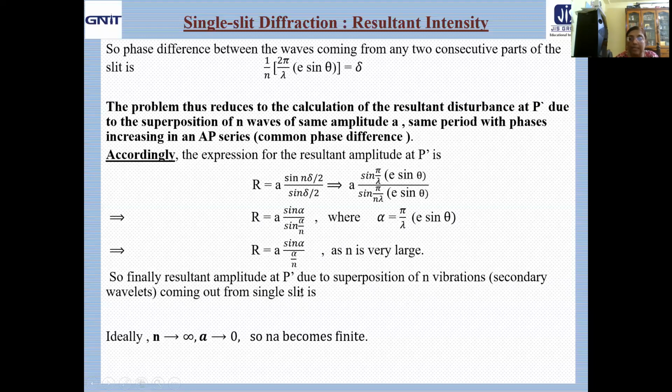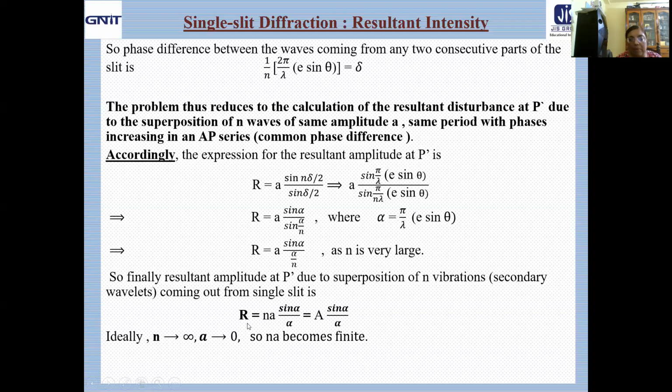So finally, the resultant amplitude at P prime due to superposition of n vibrations, that is secondary wavelets coming out from the single slit, is given by R equal to nA sine alpha by alpha. This n we are taking up. nA sine alpha by alpha means A sine alpha by alpha. That means A is the total amplitude, which you are getting because nA, the incident amplitude, is represented by capital A sine alpha by alpha. And what about R?